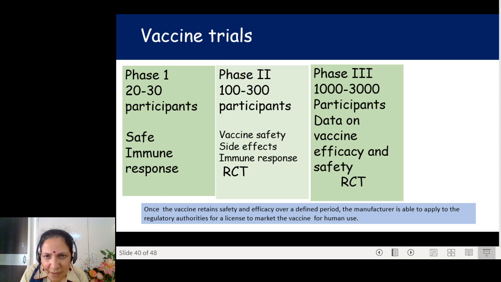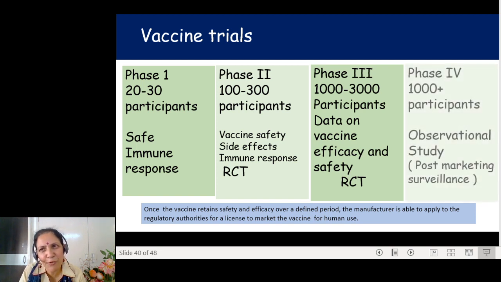Once the vaccine retains safety and efficacy over a defined period, the manufacturer is able to apply to the regulatory authorities for a license to market the vaccine for human use. That is why it is going to take sometimes more than a year to have a vaccine. So these are the randomized controlled trials. And phase 4 is post-marketing surveillance. This is done after the vaccine has been introduced into the community, and this is an observational study.